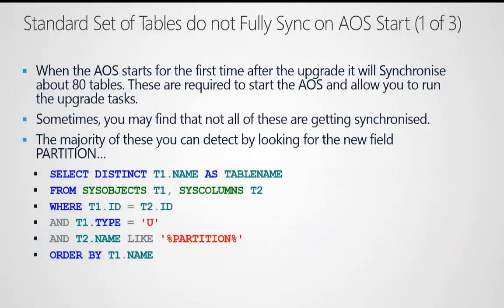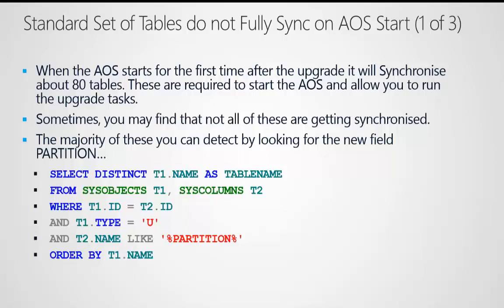The following issue we've actually had reported quite a lot of times, and this is relating to customizations that customers or partners may have implemented within their AX system. When you install the AOS for the first time, what happens is it will actually synchronize approximately 80 tables with the new fields partition. Now these are required in order for the AOS to start and allow you to run the upgrade tasks.